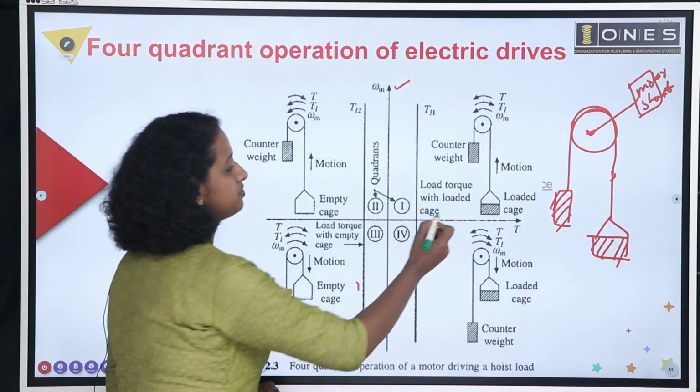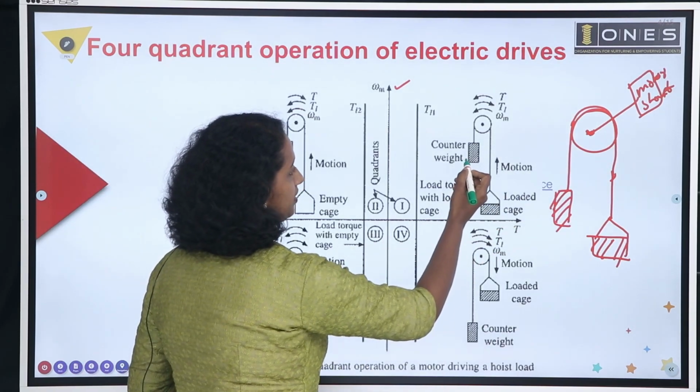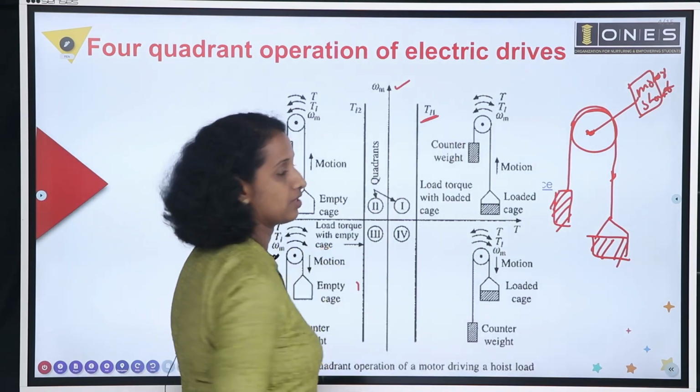And the difference between this loaded cage and counterweight is TL1. This is the load torque arrow.